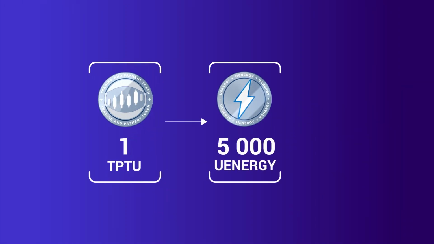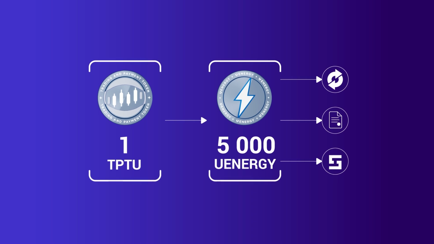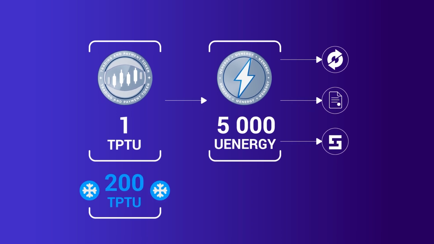1 TPTU token grants 5,000 UENERGY, which can be used to perform transactions, launch smart contracts, and carry out other operations on the smart blockchain. This enables users to interact with the network almost fee-free and provides flexible access to the entire infrastructure. The minimum freezing amount is 200 TPTU. In this guide, we'll walk you through the process of performing a return freezing of TPTU on the smart blockchain.